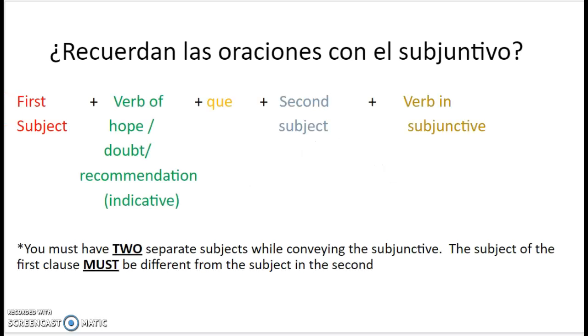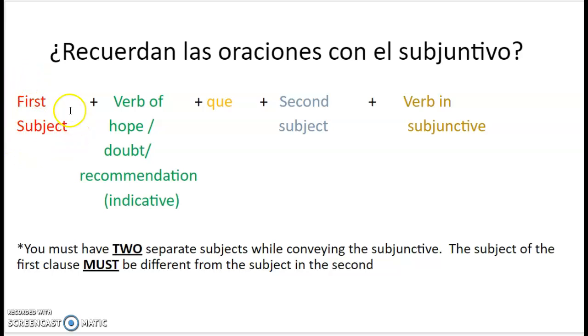So first we're going to start off with a review of what you already know. So remember that we need three things for a subjunctive sentence. First, we need two separate subjects. Second, we need one of those indicator verbs. And third, we need que. So we have this little equation that you've seen before and you'll keep on seeing.